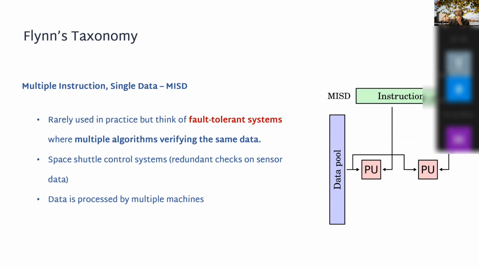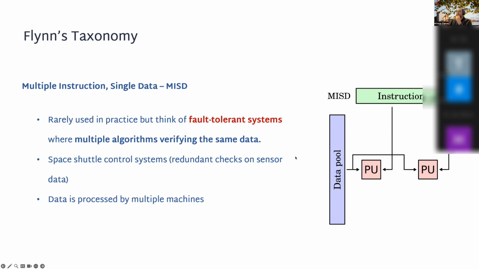So the next one is multiple instruction, single data or MISD machines, which is rarely used in practice, but you can think of it as a fault tolerant system where you want to apply multiple algorithms on the same data for verification purposes. So in this case, we have a data pool here and an instruction pool here, but we have two processing units. Each processing unit fetches different instruction from this instruction pool, but they only work on a single data item. So basically, the data is processed by multiple machines. For example, they can apply multiple algorithms on the same data.